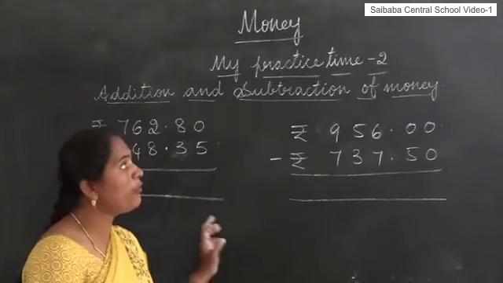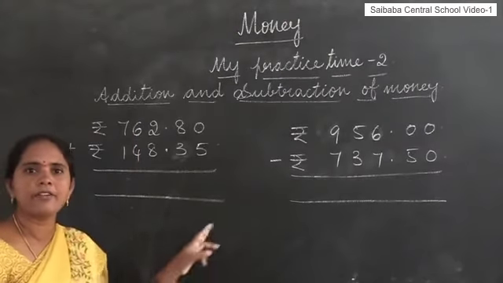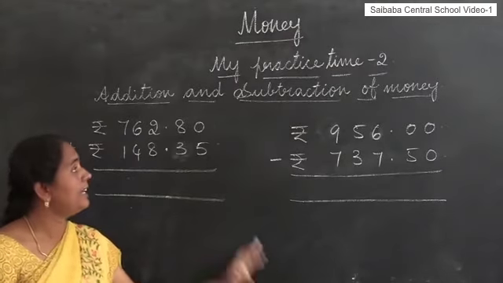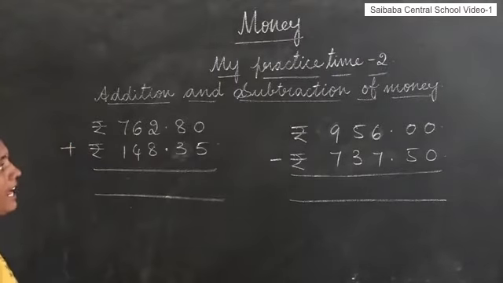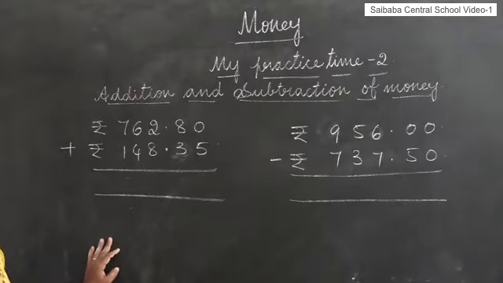Children, we can do 4 operations with money. Means we can add, we can subtract, we can multiply and we can divide the money. Let us see how to add and subtract the money. Like normal additions and subtractions only.